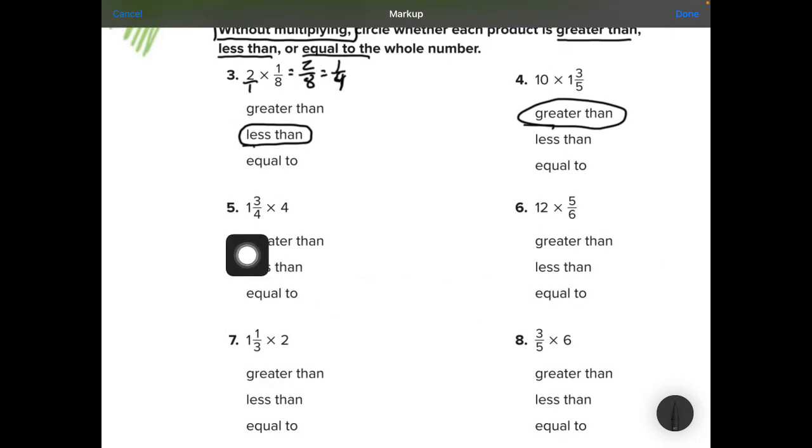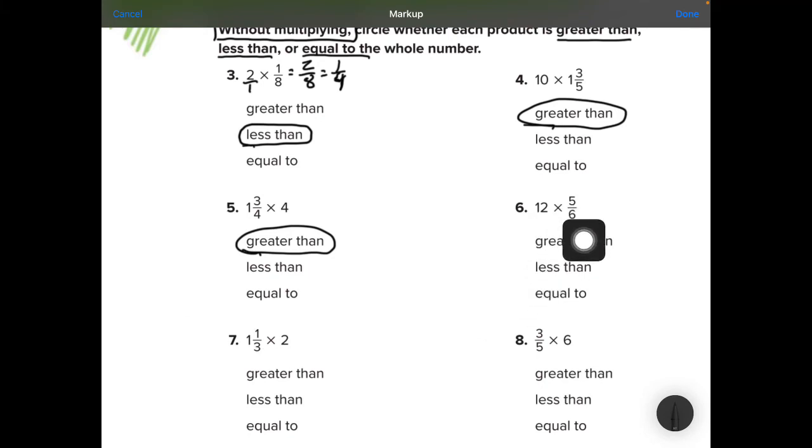This is called scaling. 1 3/4 times 4. Okay, this number is bigger than 1. So when you times it by 4, is the answer going to be greater than 4, less than 4, or equal to? You're right.